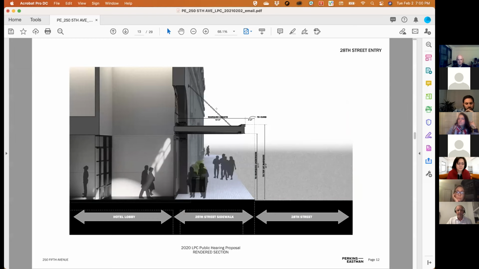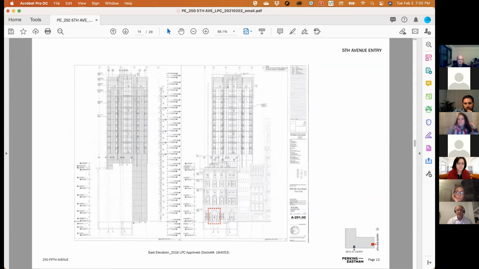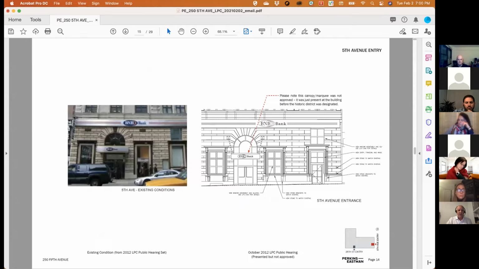On Fifth Avenue, this entrance has not been presented to community board or to Landmarks before. The reason was that when it was originally presented, it was actually going to remain a bank, and everything was going to stay the same with the tenant. But as the project evolved, the tenant moved out. This is what was existing, this sort of terrible aluminum awning and aluminum storefront with this across the top. So we've taken all of this down. The facade is completely restored now.